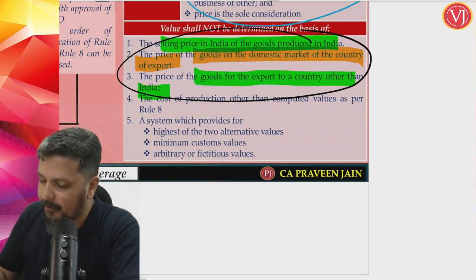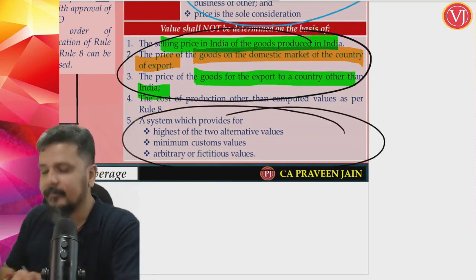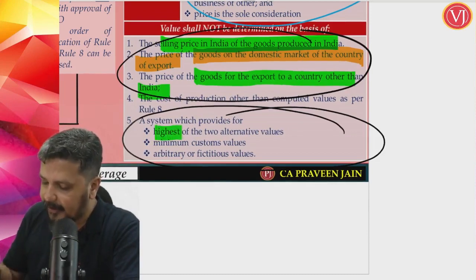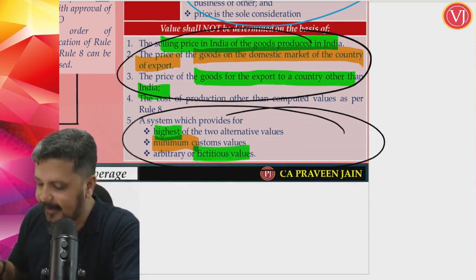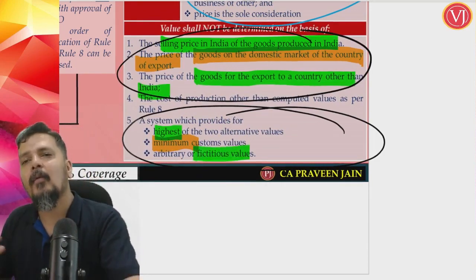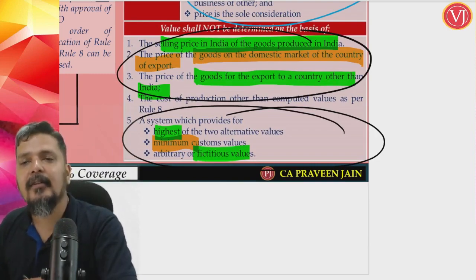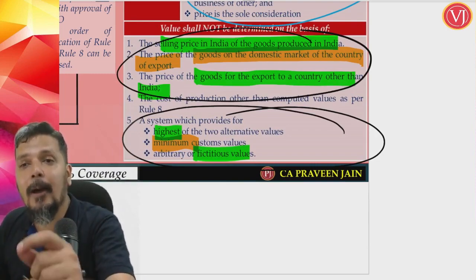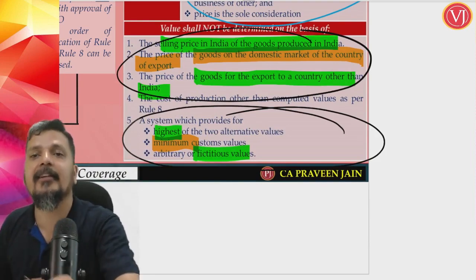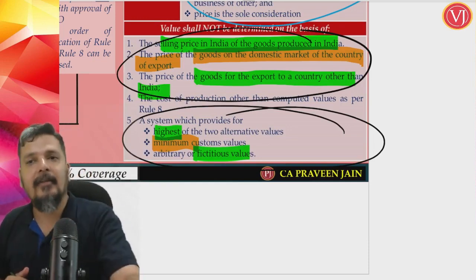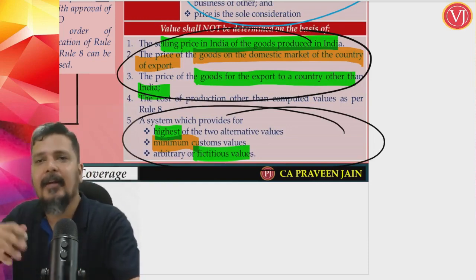Now what if officer is getting multiple answers? Officer cannot select highest, cannot select lowest, cannot select any arbitrary value or fictitious value. Then what is expected of the officer? If officer is getting multiple answers, select the one which is more appropriate or more logical than the other. He cannot select just because some value is higher, or lower, or some random value.